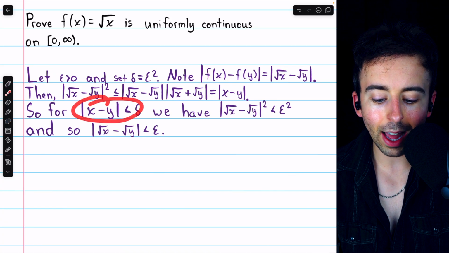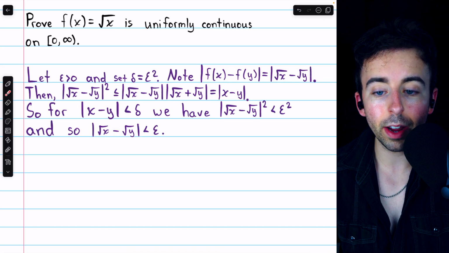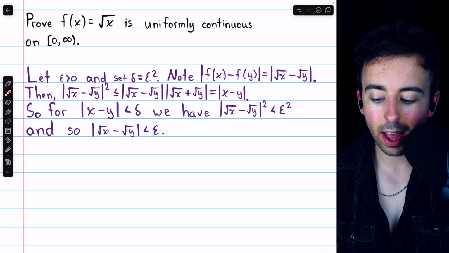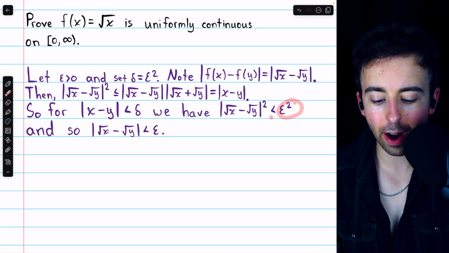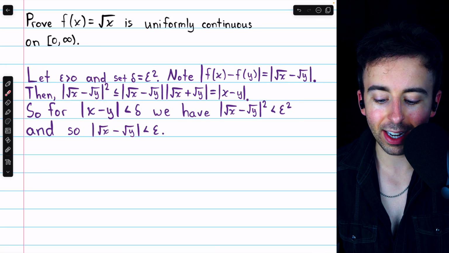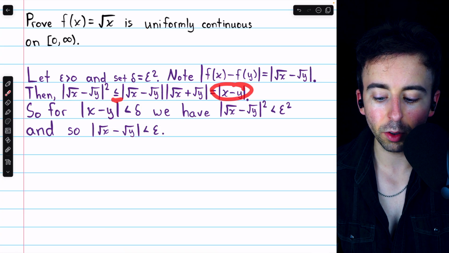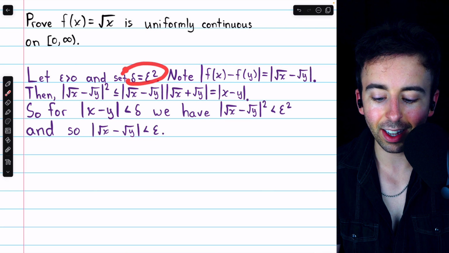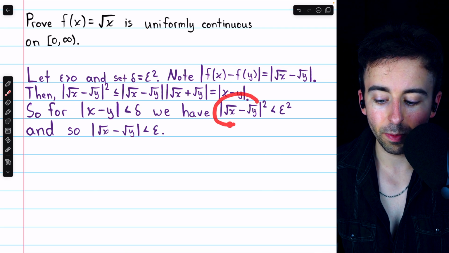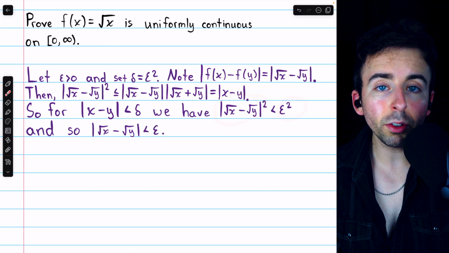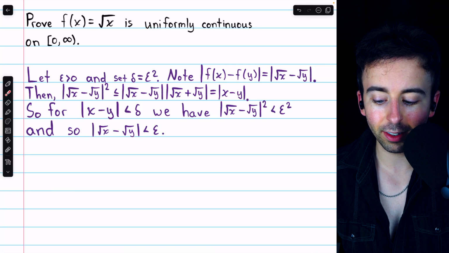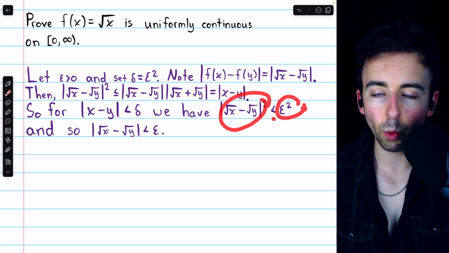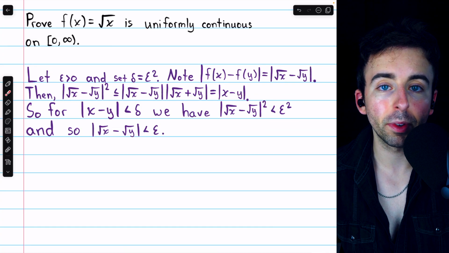Then we'll have, for all x and y that are less than delta away from each other, the square of the absolute value of root x minus root y has to be less than epsilon squared, because we already established that it's less than or equal to the absolute value of x minus y, but the absolute value of x minus y is less than delta, which is epsilon squared. So this is less than this. We also know the square root function is increasing, so if this is less than that, then the square root of this is less than the square root of that. That's why we chose epsilon squared.